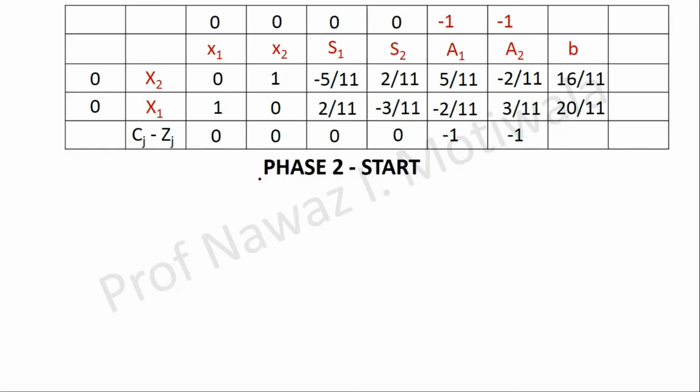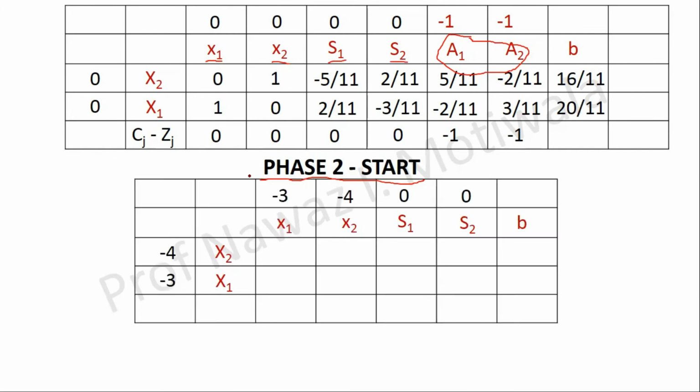We have already completed the phase 1 part. Now we will start with phase 2. Now what will come in phase 2? We have already eliminated the artificial variables, that are A1 and A2. So these variables will not come in phase 2. We will make a new table in which I will consider only these 4 variables, that are X1, X2, S1 and S2, with their original coefficients from the objective function. So you can see here minus 3, minus 4, 0 and 0. These are the coefficients which were there in the main question.